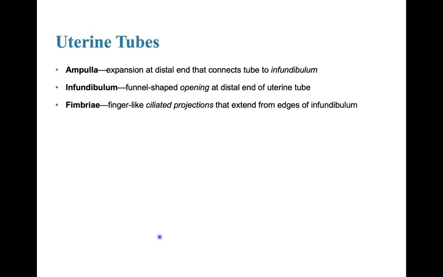And the uterine tubes will have several regions. You have the ampulla, which is an expansion at the distal end that connects the tube to the infundibulum. And then you have the infundibulum, which is a funnel-shaped opening at the distal end of the uterine tube. And then fimbriae, which are finger-like ciliated projections that extend from the edges of the infundibulum.